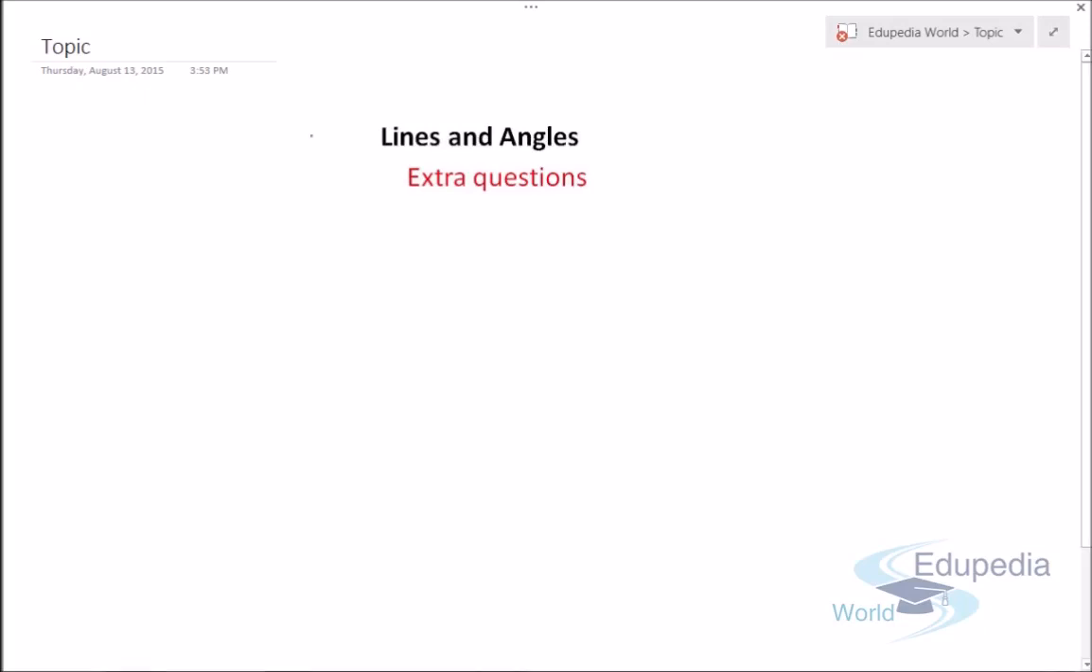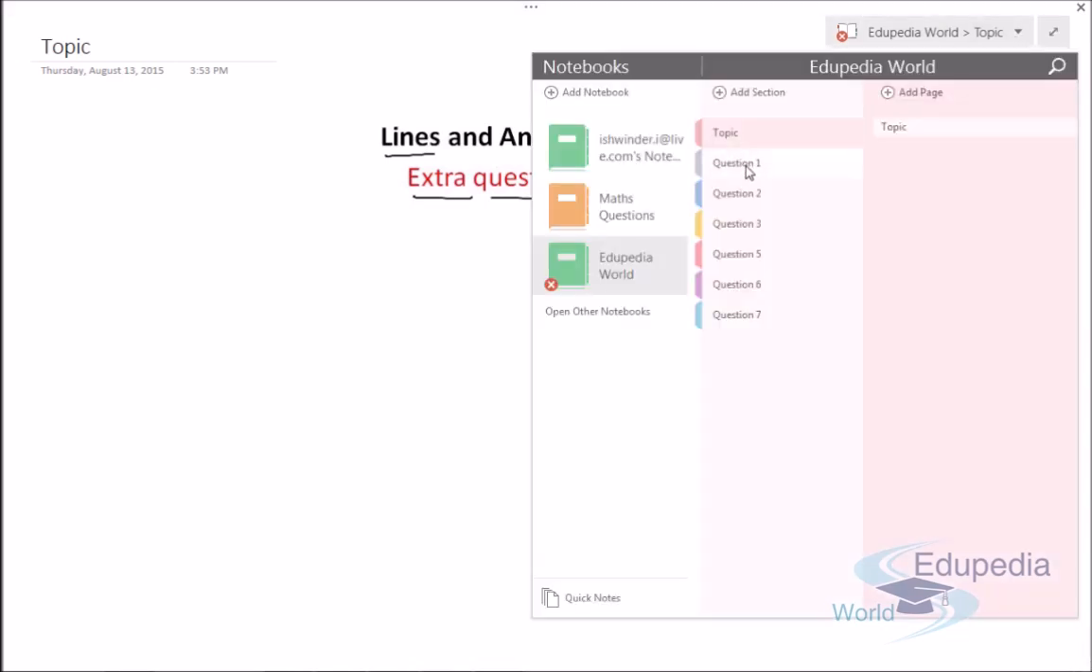In this video, we'll discuss some of the extra questions related to lines and angles which are generally seen in examinations. So you have to watch this video very carefully. These types of questions are seen as kind of 5 marks questions, so it's very important to watch this video. Let's get started with the first question, that is question number 1.